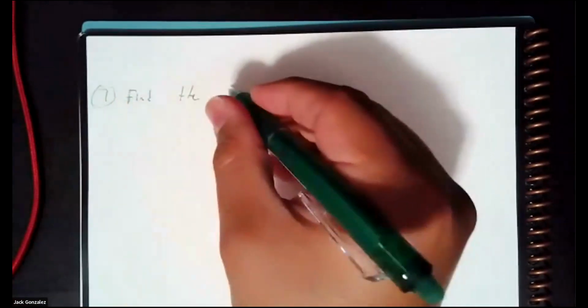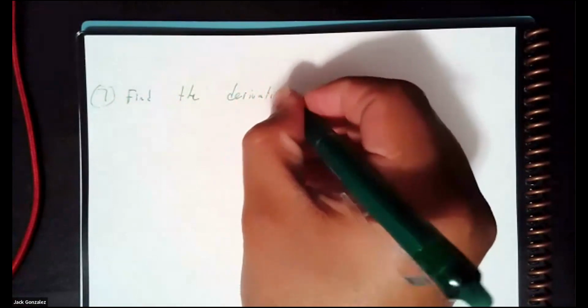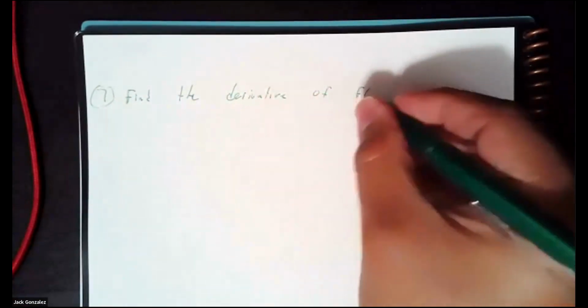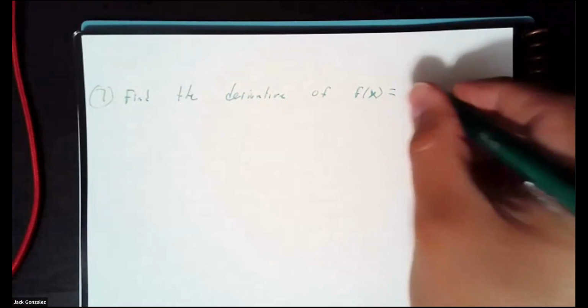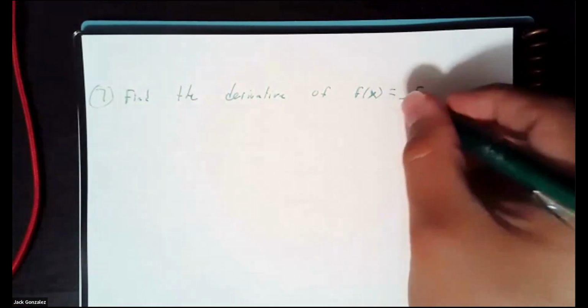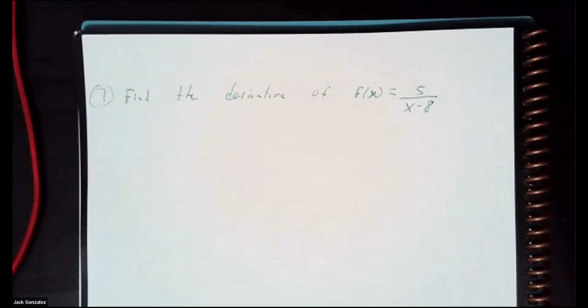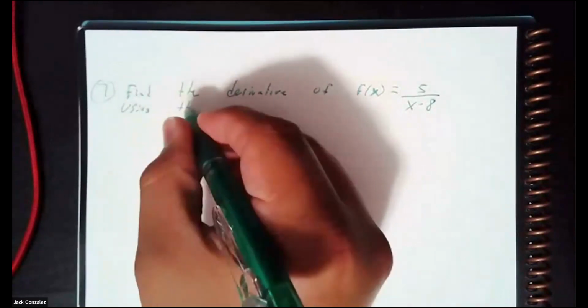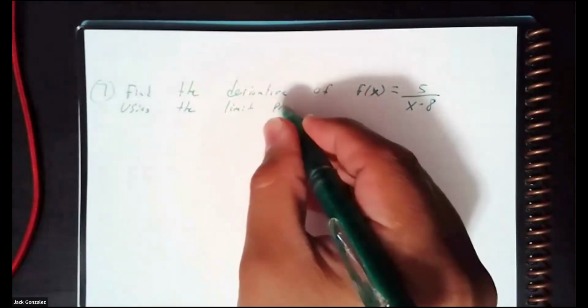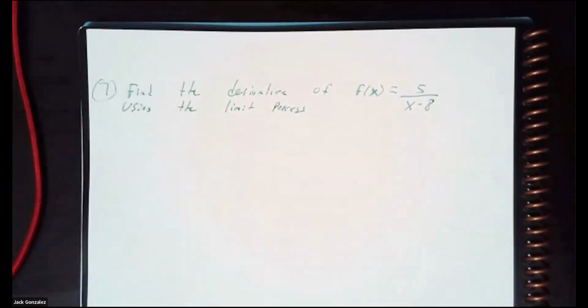Find the derivative of f of x equal to 5 over x minus 8 using the limit process. Okay.